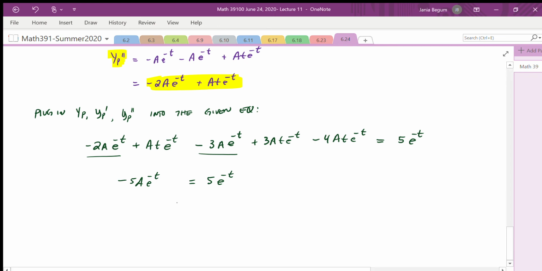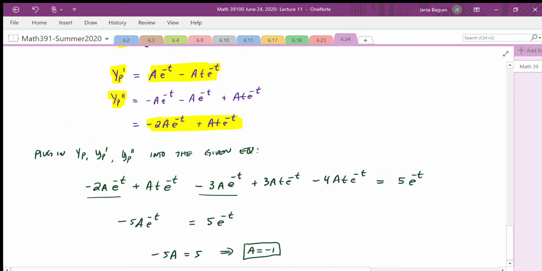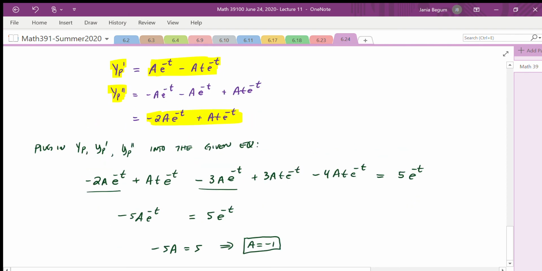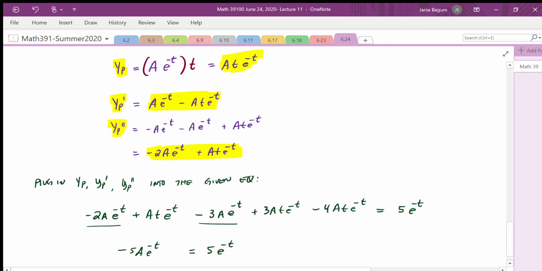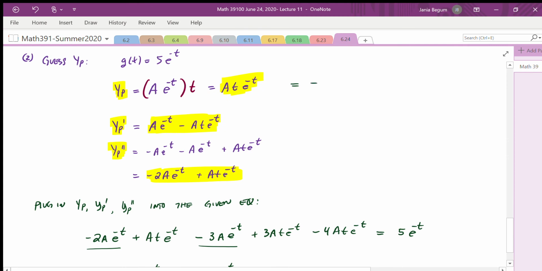So let's continue. So that means if I equate the coefficients, I have negative 5a is equal to 5, which means a is equal to negative 1. So there we have it. And now we plug this into our yp. So we have a is equal to negative 1. So that would be negative 1 t e to the negative t.